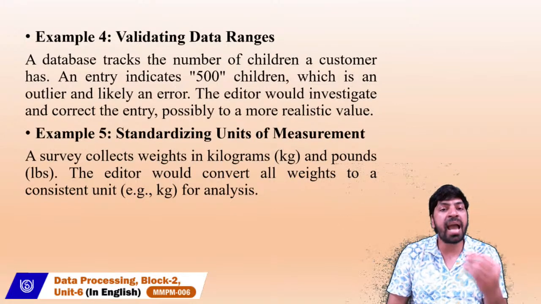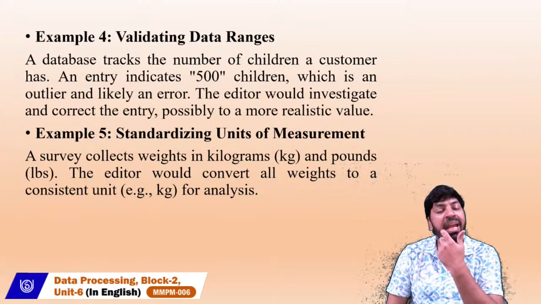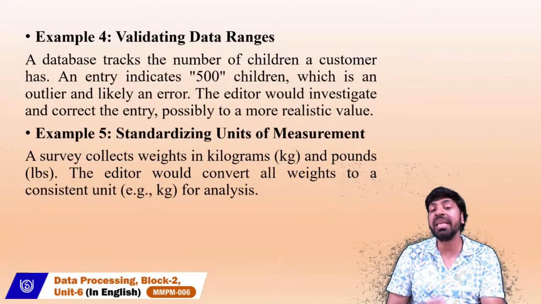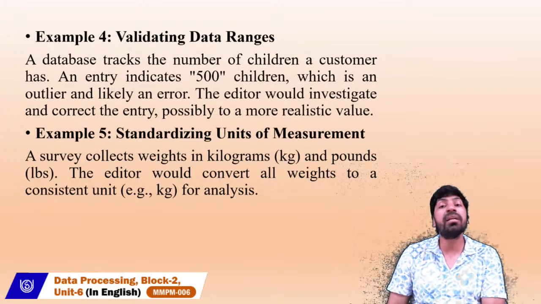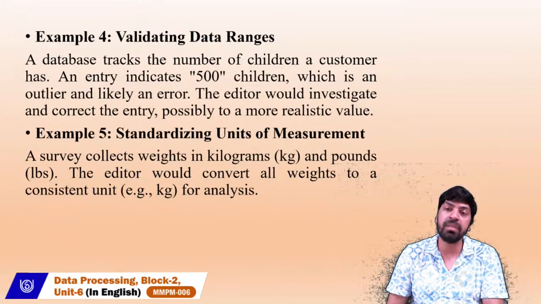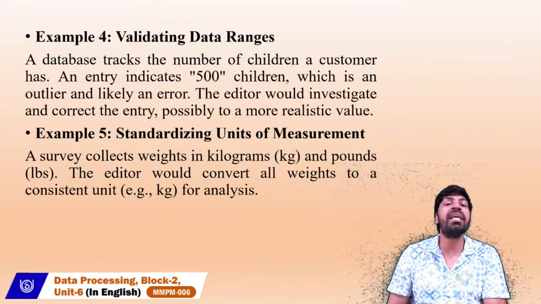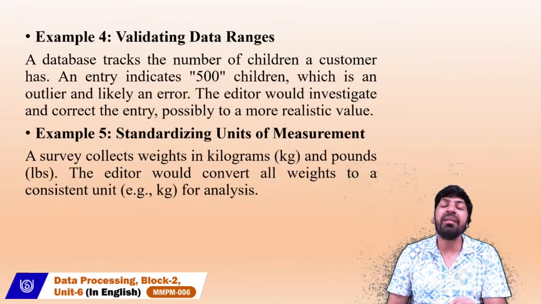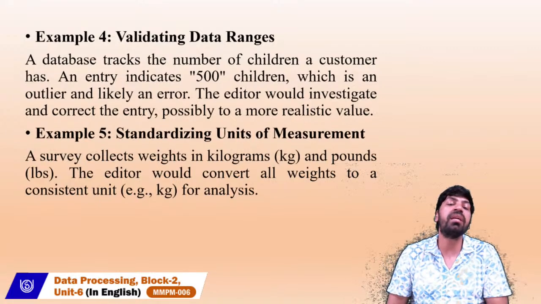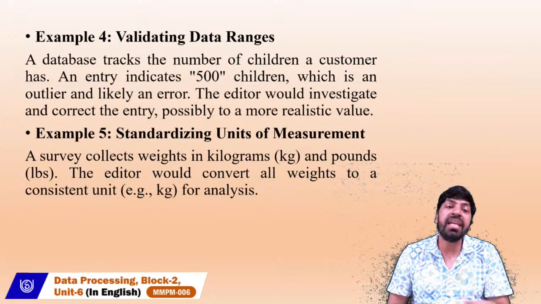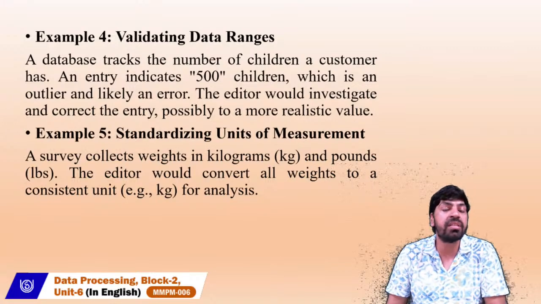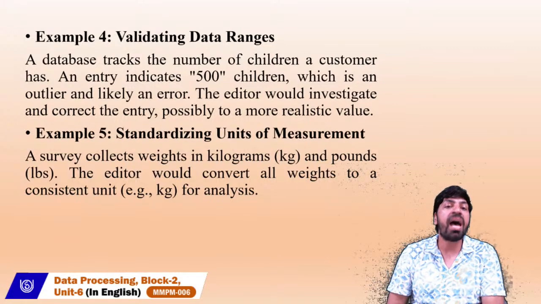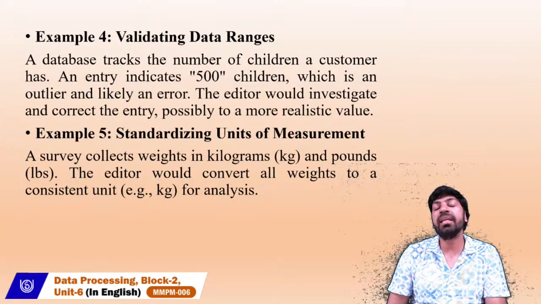Something is lacking, or something has been entered wrongly by the respondent, which indicates 500 children for a customer, which is not possible. So, this is an outlier and likely an error. The editor would investigate and correct the entry, making it a more realistic value, because a customer never has 500 children. There is an error in this particular value.